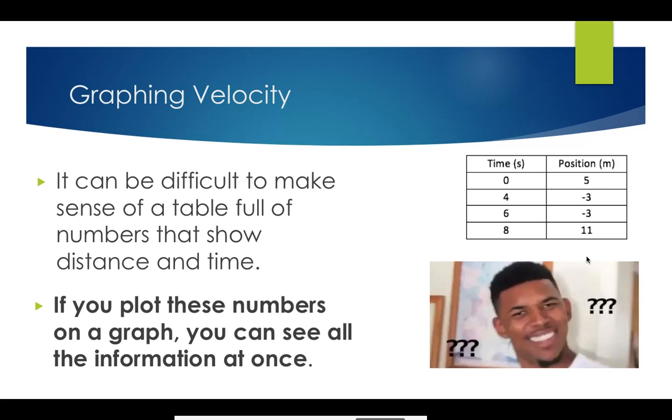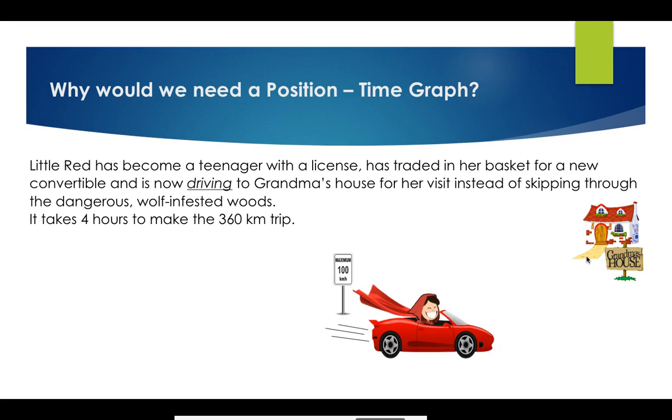So let me explain this a little bit more. Here's an example. Little Red has become a teenager with a license and has traded in her basket for a new convertible and is now driving to Grandma's house for her visit instead of skipping through the dangerous wolf-infested woods. It takes 4 hours to make the 360-kilometer trip.